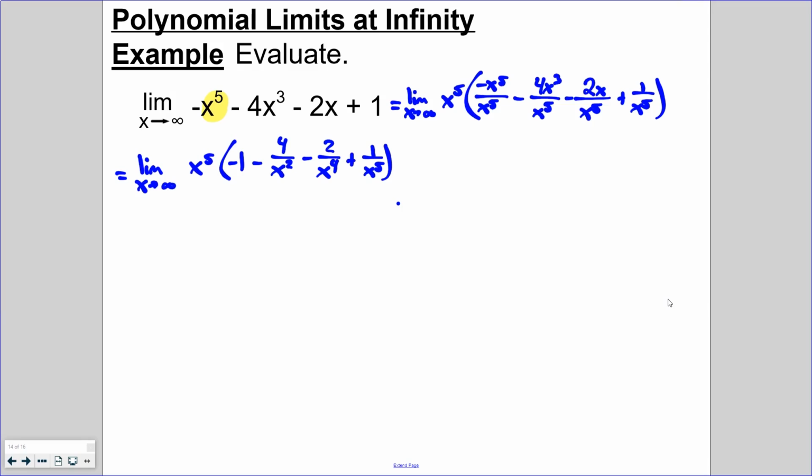Now we can just use the properties of limits and put the limit into everything, which is going to give us the limit, as x approaches infinity, of x to the fifth times the limit, as x approaches infinity, of negative 1. And yes, you have to continue to write all these limits just like I am. It is horrible, it is awful, but welcome to Calc 1. Just think of it as all of this writing makes you look smarter.